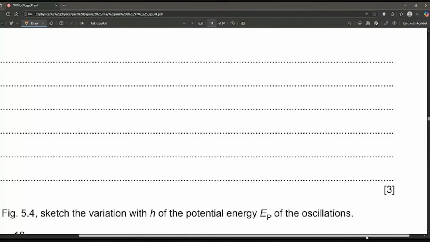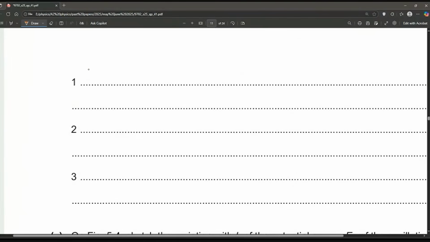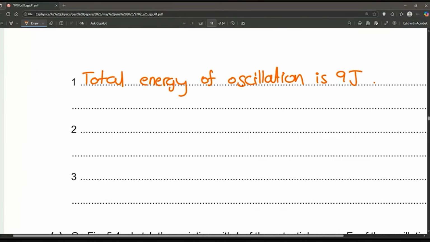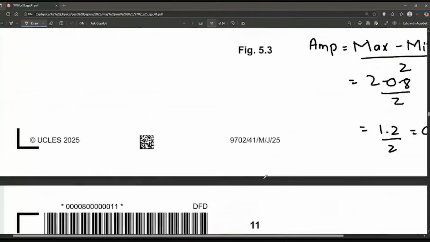You can say total energy of oscillations is 9 joules.